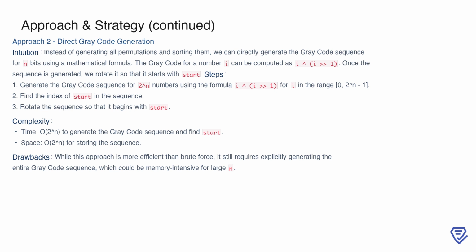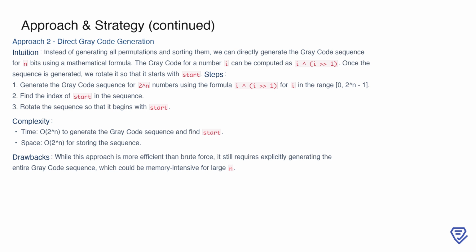This approach significantly reduces the computational complexity compared to brute force. Generating the sequence and locating start both take O(2^n) time, and we still require O(2^n) space to store the sequence.